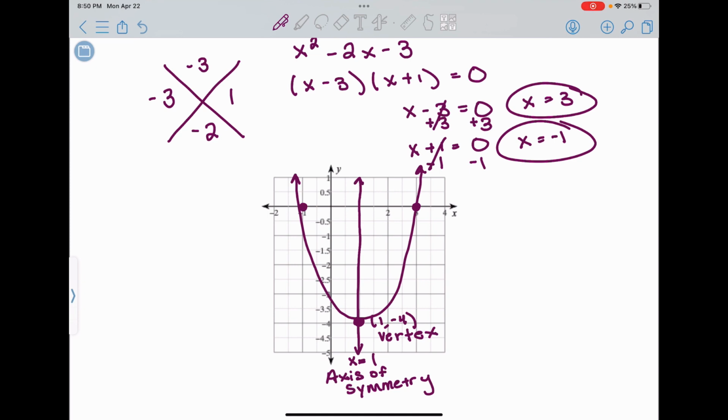So those are the 3 steps to graphing a quadratic function: finding the axis of symmetry, then finding the vertex, and lastly finding the x-intercepts. So let's try this again.